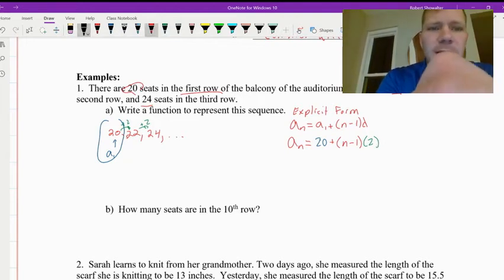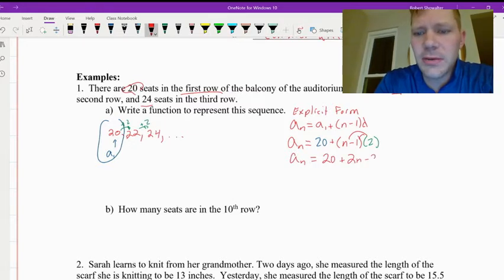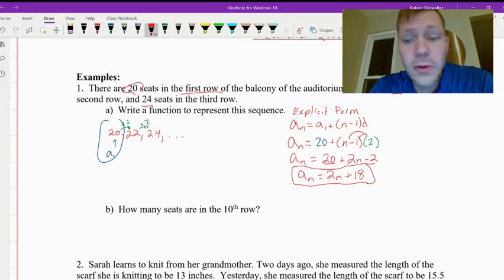We simplify this and get our function that represents the sequence, or the equation that would generate the sequence. So 2 times n is 2n, 2 times negative 1 is negative 2. Continue to solve it. We get 2n, and when we combine like terms, we get plus 18. So this, friend, is the explicit form, or the function that represents the sequence.